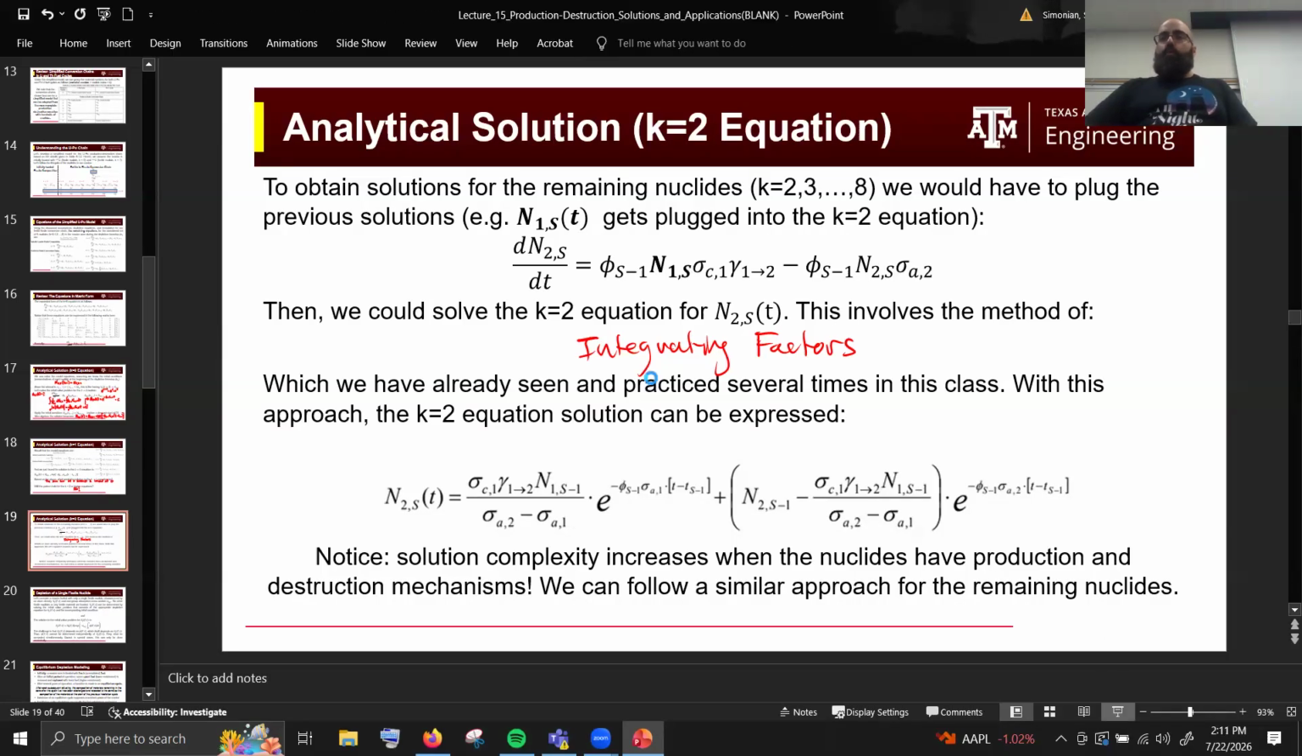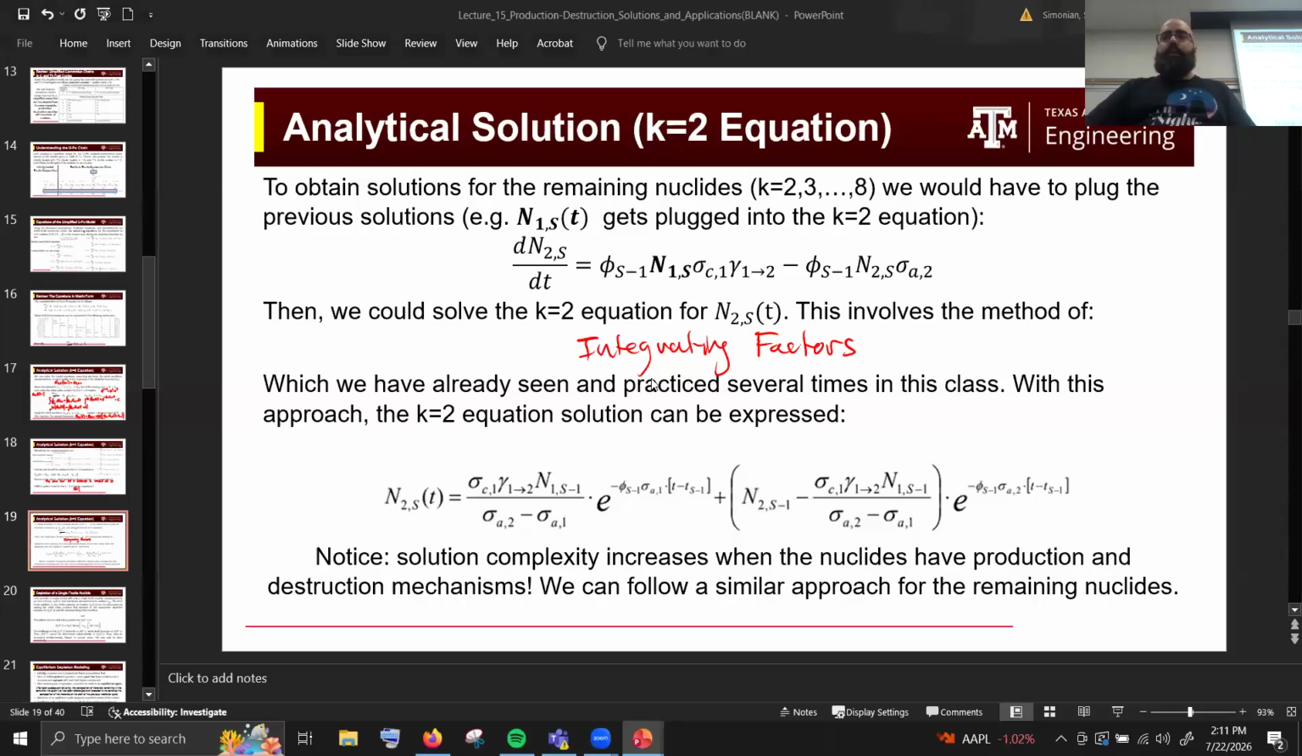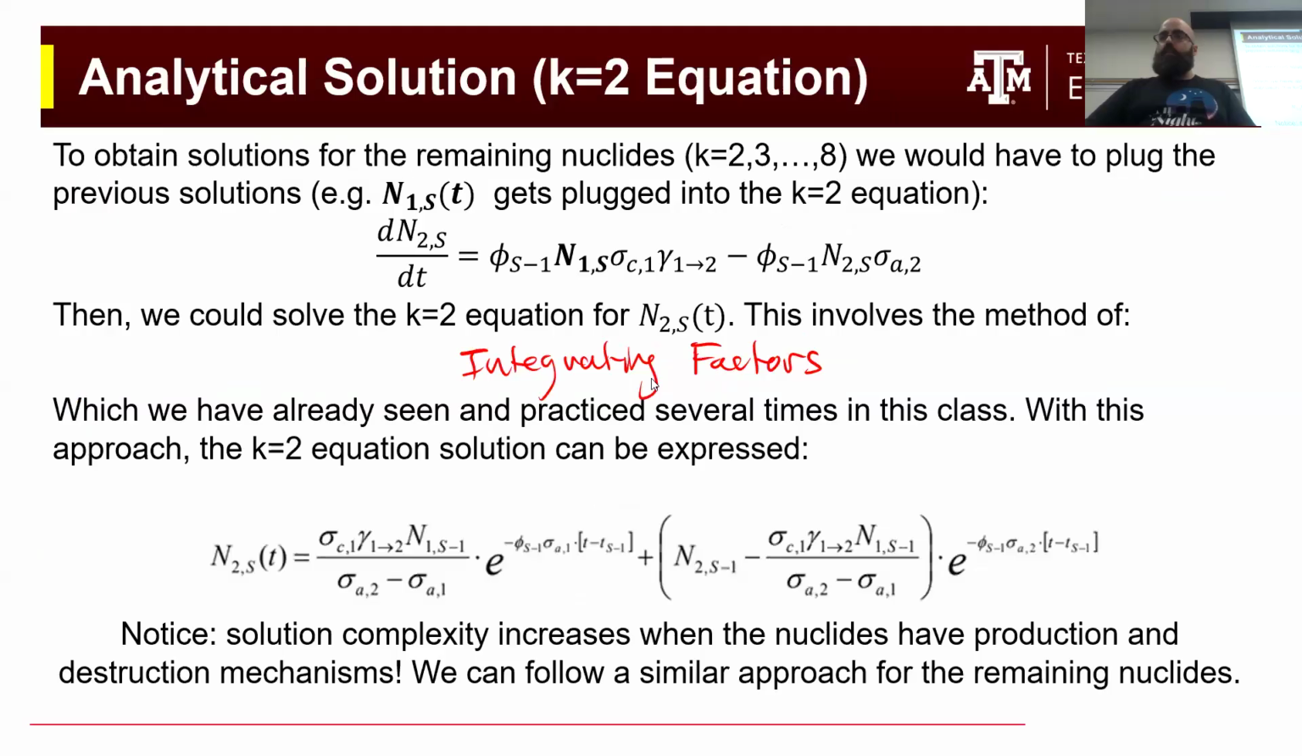If you were to solve those equations using integrating factors, what you have below here is the result that you should get. This is what the equation for N2 of S would look like. Notice that things get a lot more complicated when you add multiple terms. That's the form of the N2 solution, and for all of the remaining nuclides, you would have to do something similar.